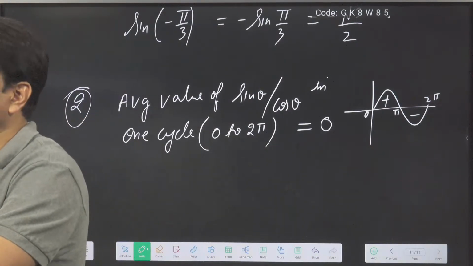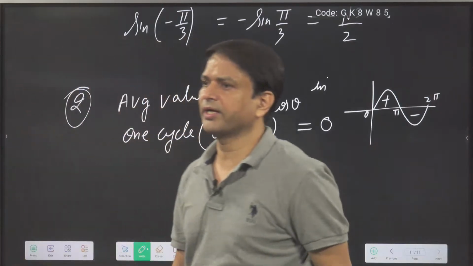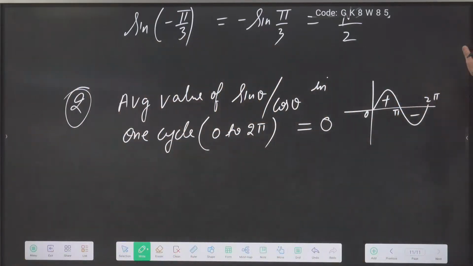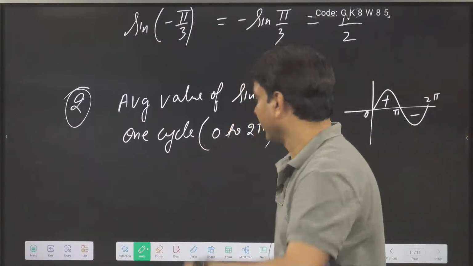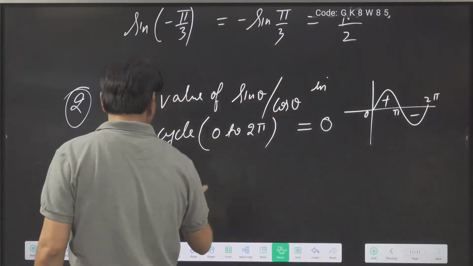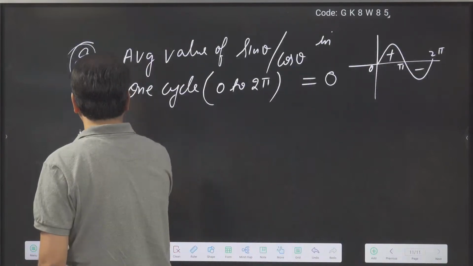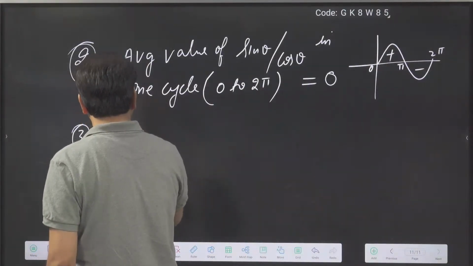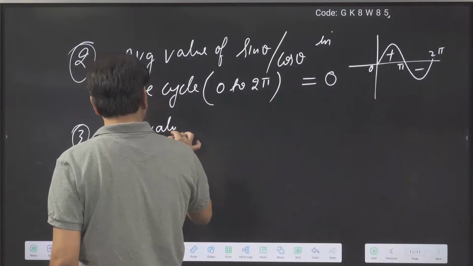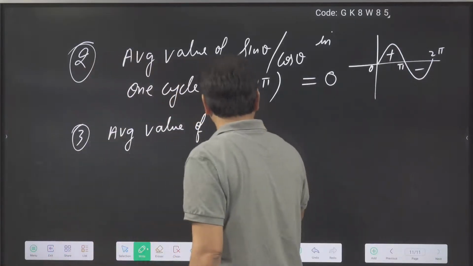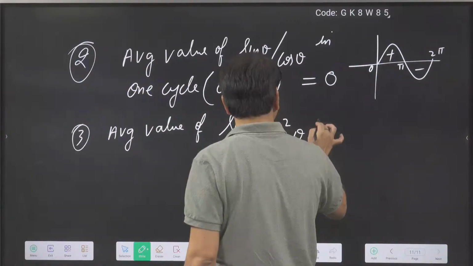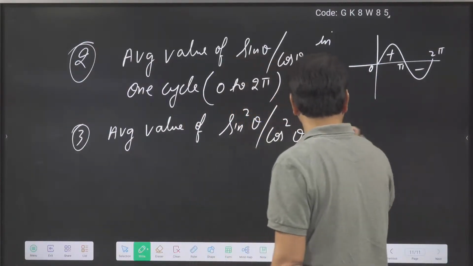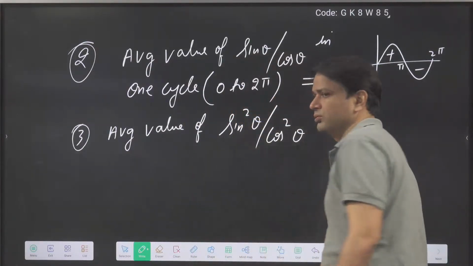Same we can show for cos theta also. Okay? Yes or no? Otherwise, later I will say how to remember this. Next thing, average value of sin square theta or cos square theta is equal to what? 1 by 2.